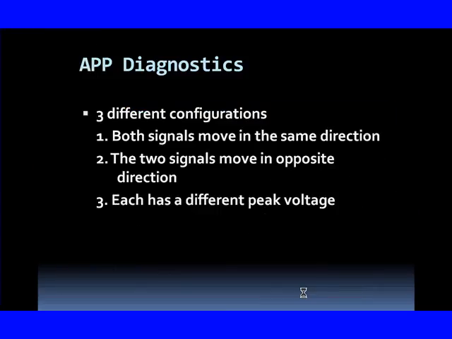Readings on a voltmeter are going to vary by what you have. We have 3 different configurations. Both signals move in the same direction. You just saw examples like that. The 2 signals move in opposite directions. You'll see examples of that. And each has a different peak voltage, and you'll see examples of that.